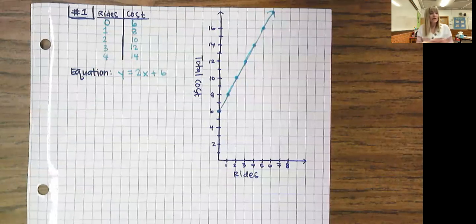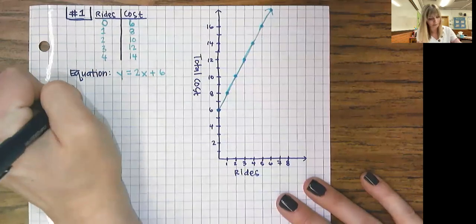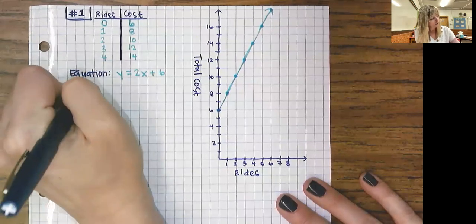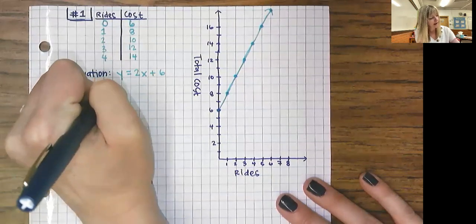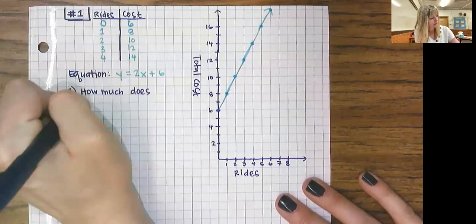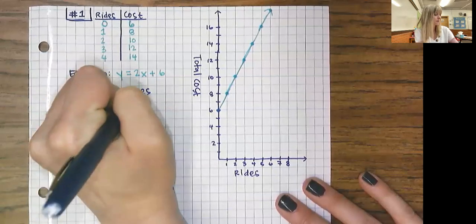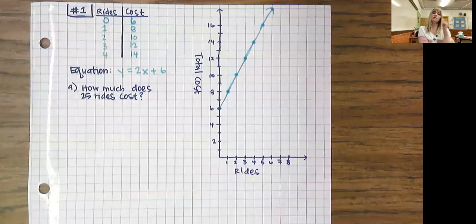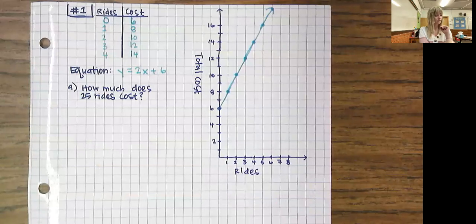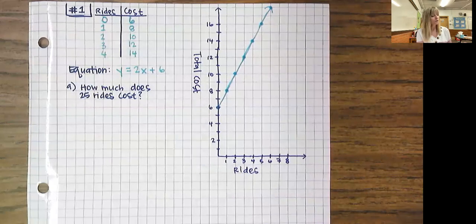The next thing and last thing you're going to do is just answer a couple questions about this situation. So for these first couple, you're going to write them down with me. The first question I'm going to ask you is, how much does 25 rides cost? Now, if I ask you a question like how much does 25 rides cost, we can look at all these representations we have, and we can decide which one makes the most sense to help us answer this question.